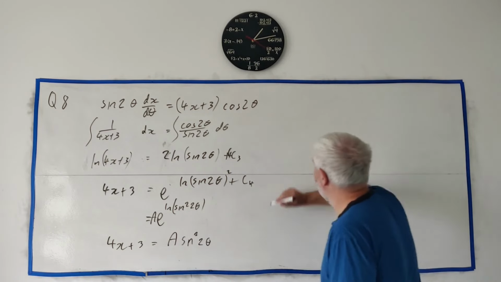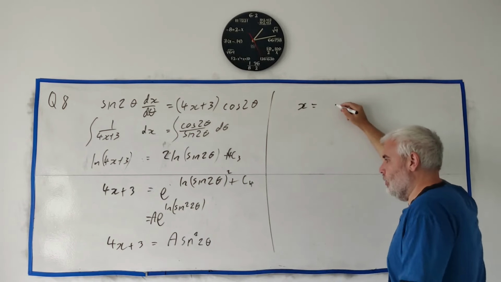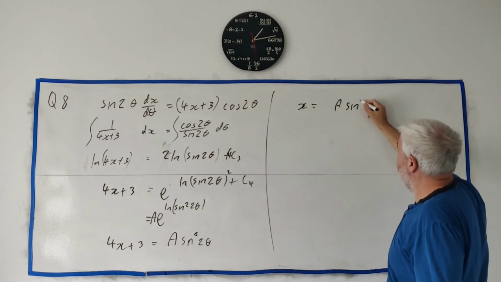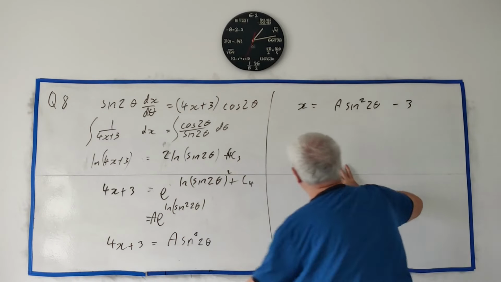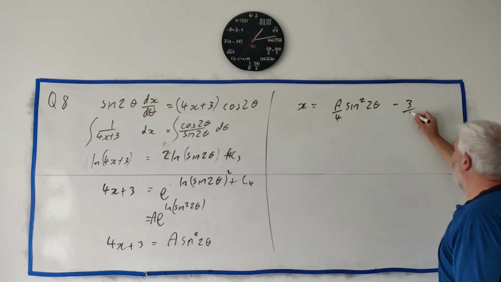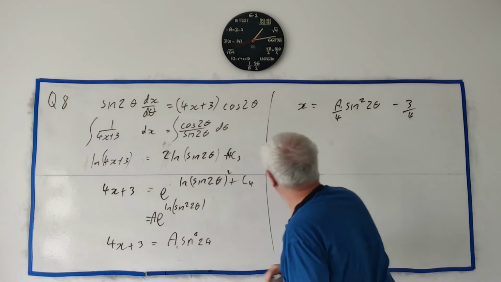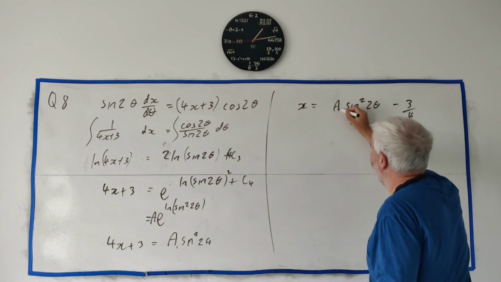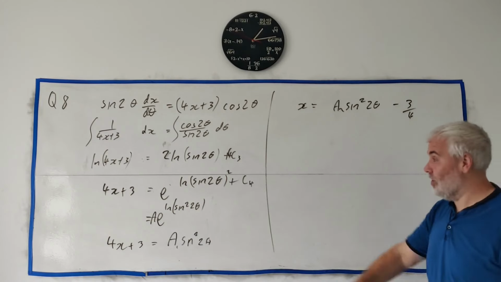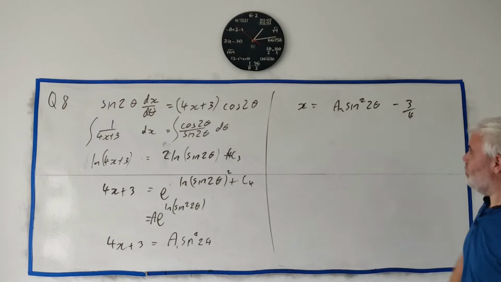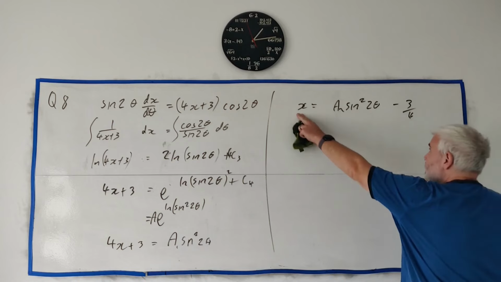We're pretty much done. Rearrange this. Let's do it all in one go. We get x is equal to A sine squared 2 theta minus 3, all divided by 4. So that's A over 4 and 3 over 4. Again, let's call that A1, and we'll replace this with now A2. Again, you don't have to do it like this. You can just have this constant continue from the start, or you can just keep calling it C if you want.